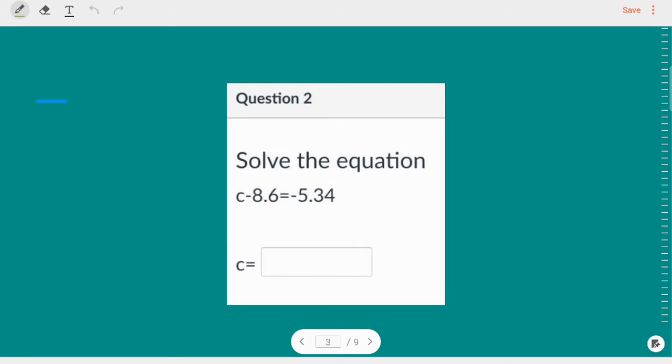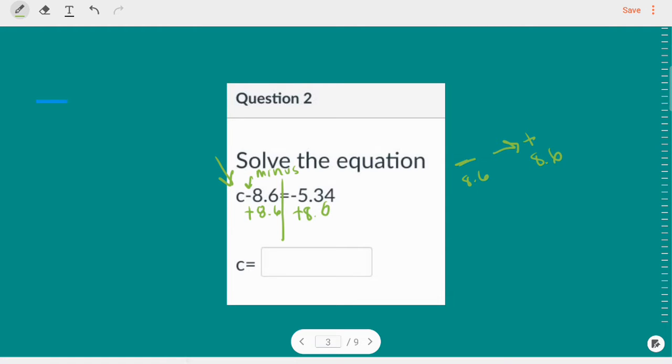Solve this equation. C minus 8.6 equals negative 5.34. Now to solve this, I need to draw my line, identify where my variable is, identify my operation. The operation is subtraction. How do I undo that subtraction? I'm going to use addition. So because I subtracted 8.6, I need to add 8.6. So on the left side, underneath minus, I'm going to add. And if I do it to one side, I do it to the other.